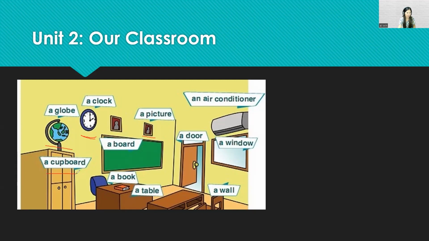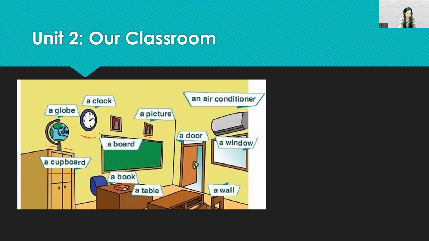It is something to put something in it. So sometimes we put the books in, or sometimes we keep the things in it. It is called a cupboard. This is a cupboard. So look at this one.